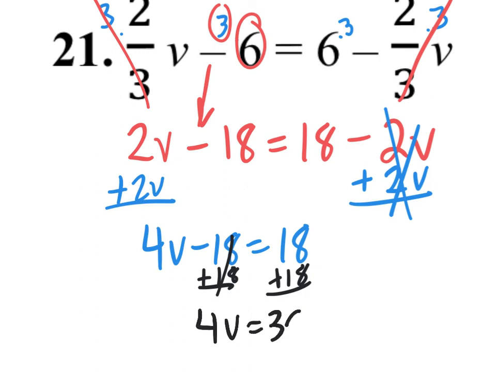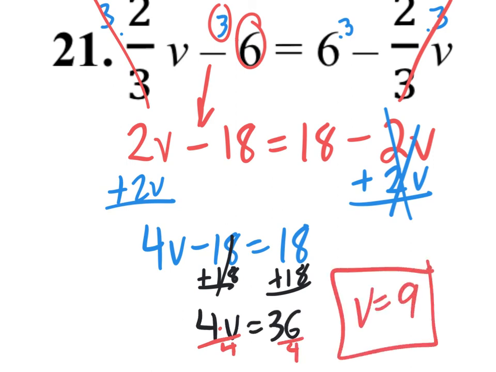4v equals 36. That's 4 times v equals 36. So divide by 4, v equals 9. And that's it, guys. That's the entire worksheet explained, the odd ones.